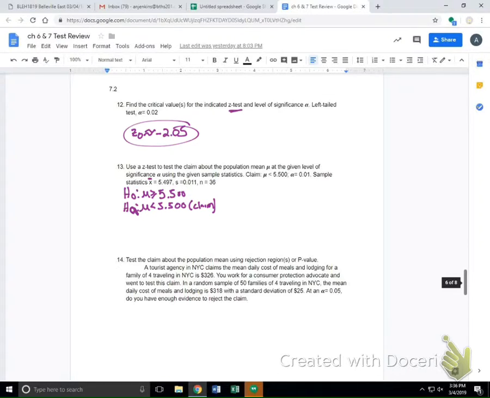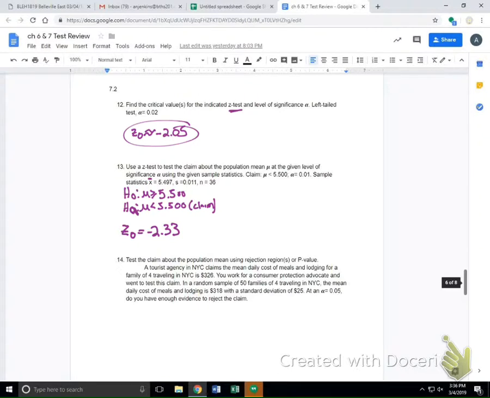You're going to go in the back, and you are going to find your z value associated with alpha. Take a second and try to do that if you haven't already. So what you see is that with that alpha, the z-score that corresponds to it is negative 2.33.